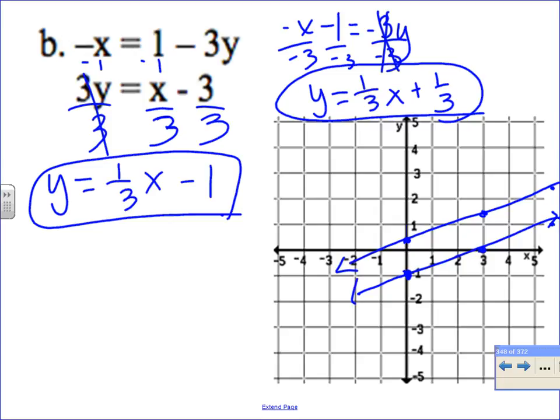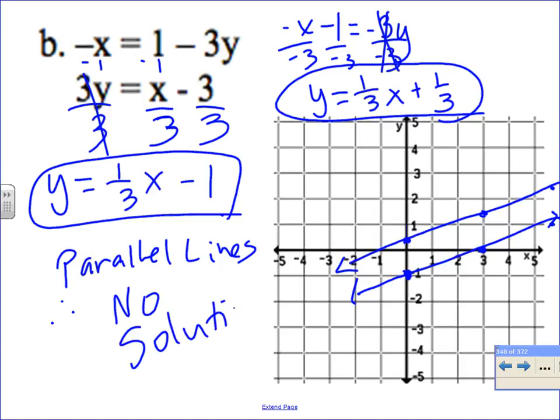Zach, do the lines cross? No. Adam, what's the problem? Why don't the lines cross? How do you know they're parallel? Good. Slope is the same. They are parallel lines. Therefore, these 3 little dots means therefore, there is no solution. If there's not a solution, that means there is not an ordered pair that you could plug in for this and this that make it true. They are never going to cross. They are parallel lines. They have the same slope.